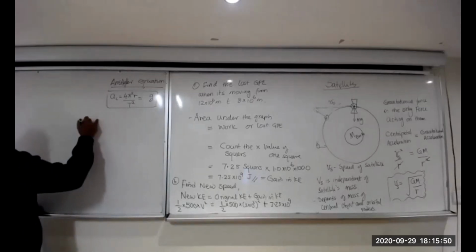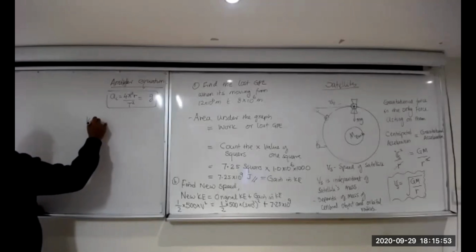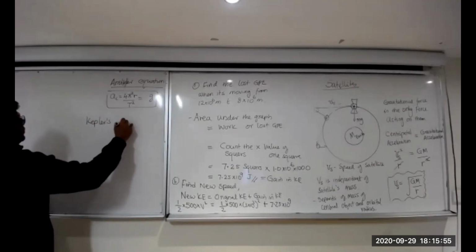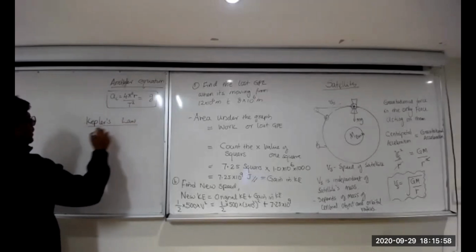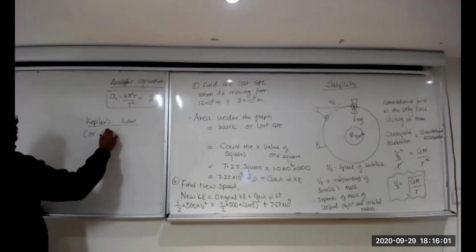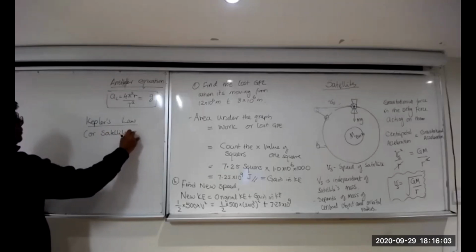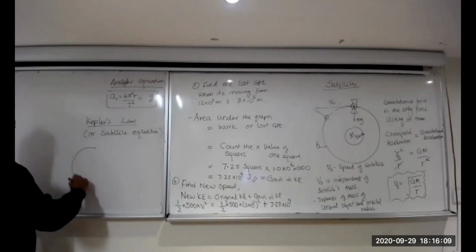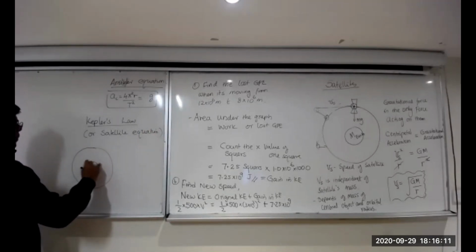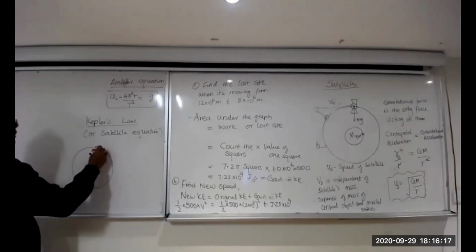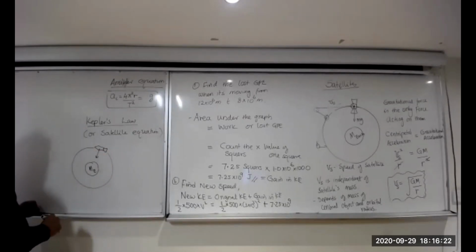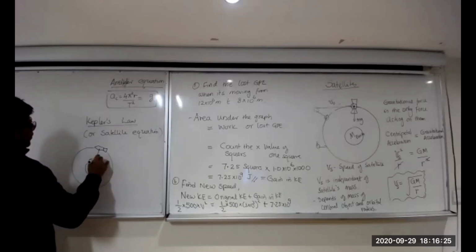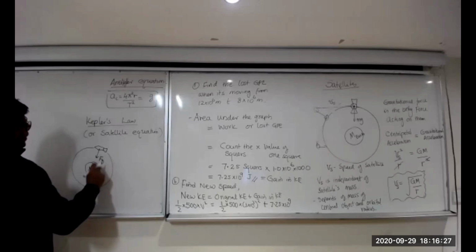Okay. Now we're going to look at Kepler's. This is Kepler's third law or satellite equation. To obtain the satellite equation, what you do, that's the mass of the Earth, that's the satellite, by equating the centripetal force to gravitational force.